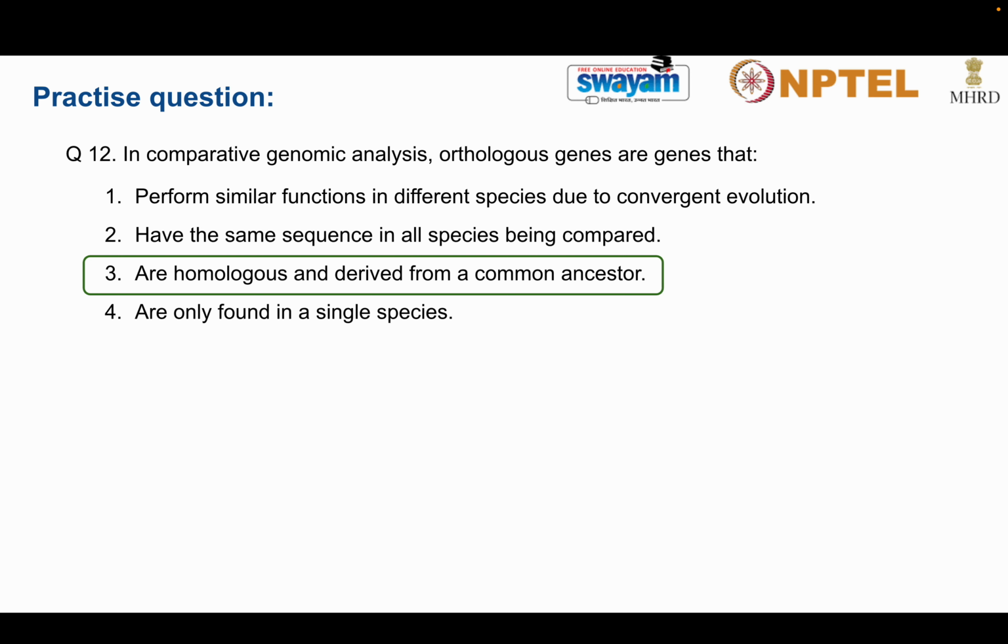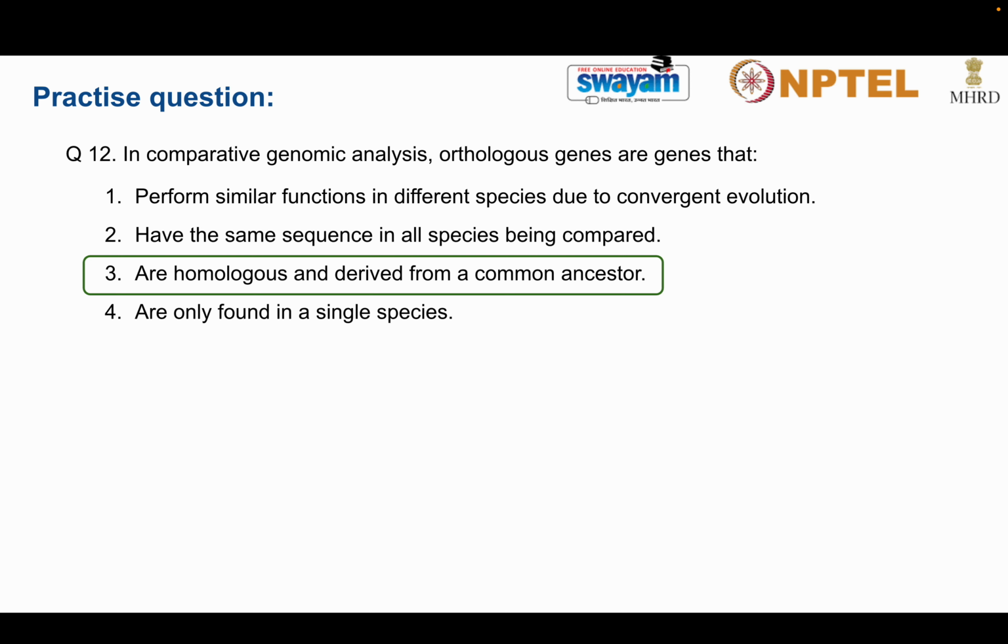So what does option 1 say? Perform similar functions in different species due to convergent evolution. When we say convergent evolution, it means that the particular gene is coming from two different ancestors. But orthologous, its main definition is that it has the common ancestor. So option 1 is incorrect. Then option 2 says have the same sequence in all the species being compared. So no, this is also not true.